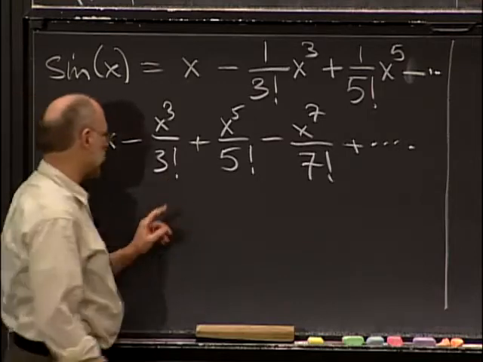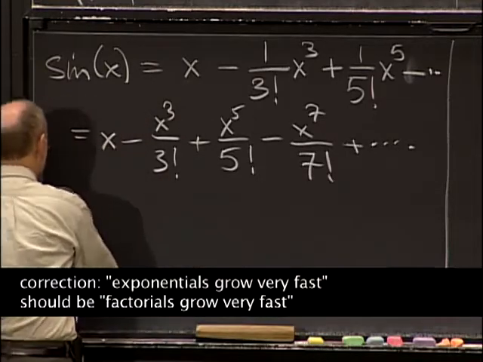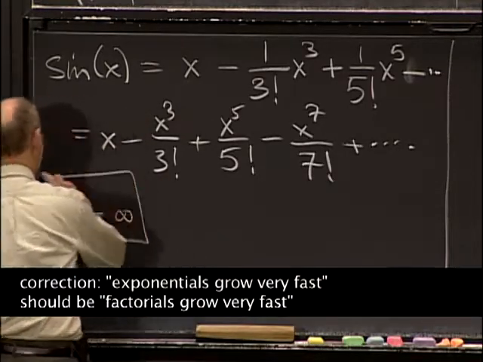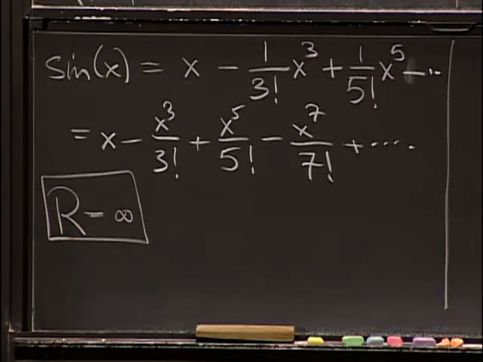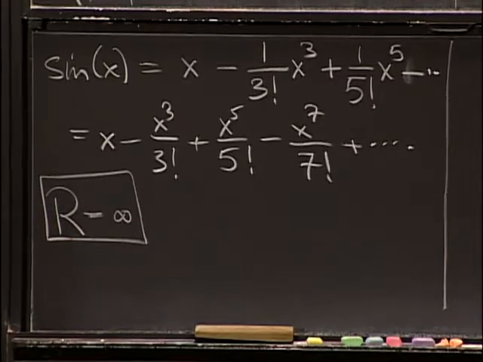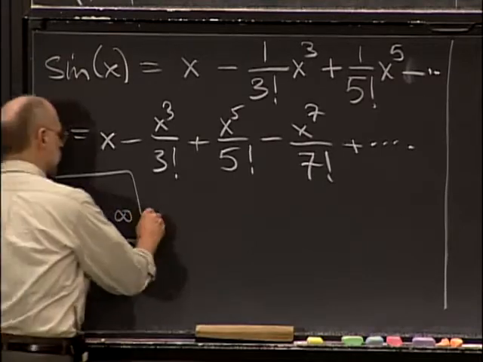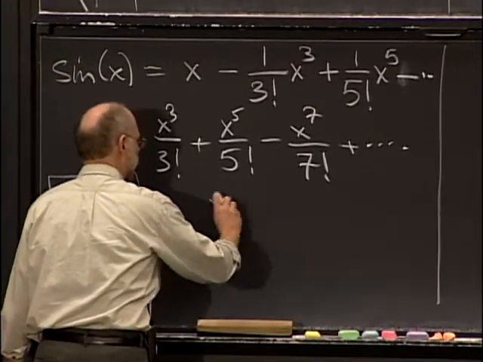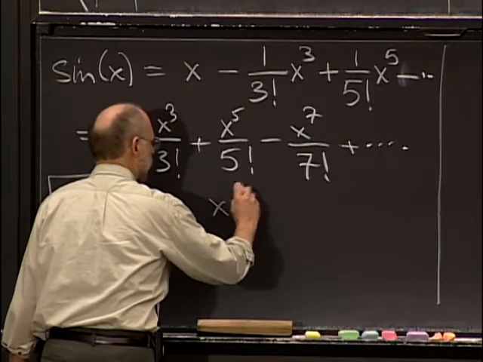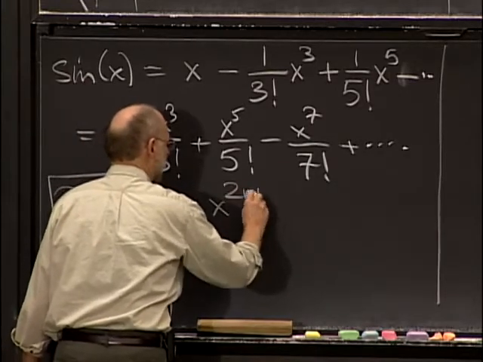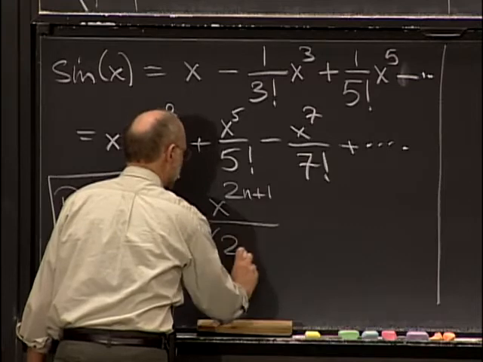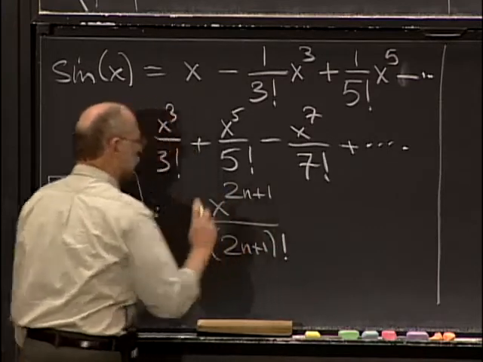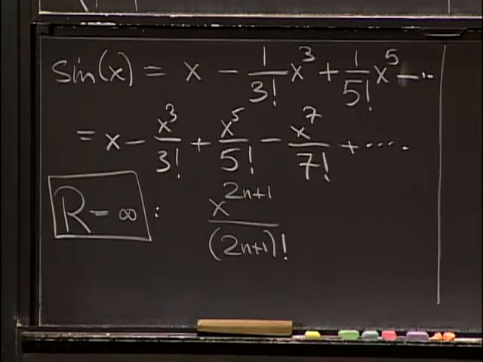Exponentials grow very fast. Let me make a remark. R is infinity here. The radius of convergence of this power series, again, is infinity. And let me just say why. The reason is that the general term is going to be like x to the 2n plus 1 divided by 2n plus 1 factorial. An odd number I can write as 2n plus 1.